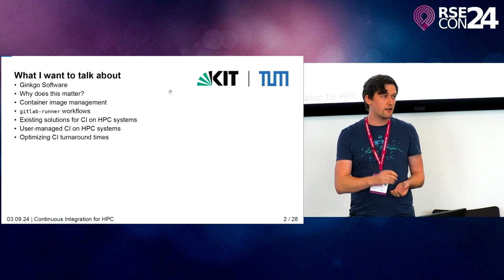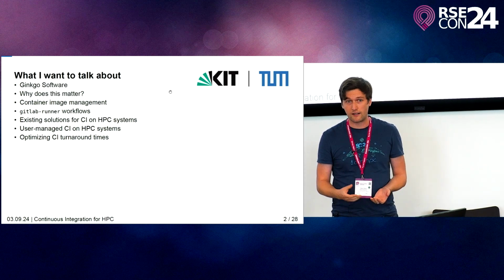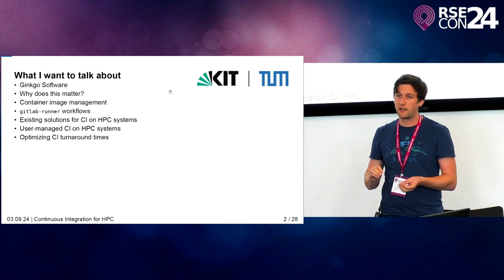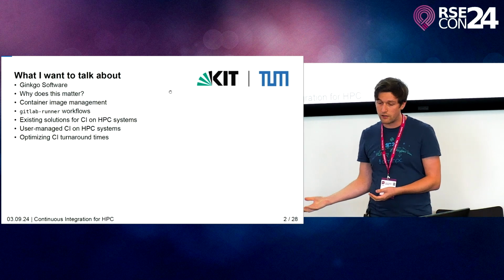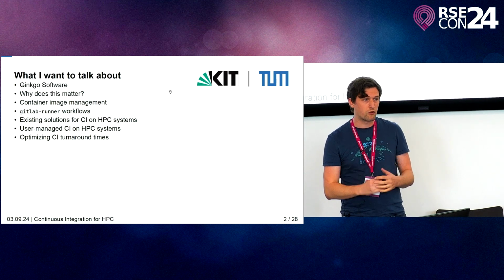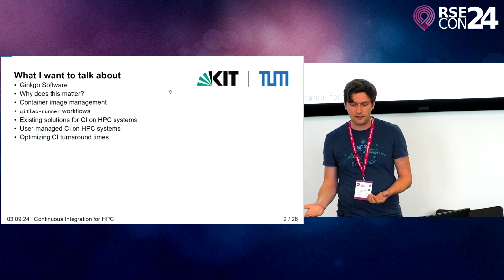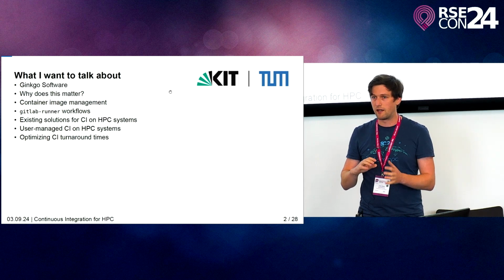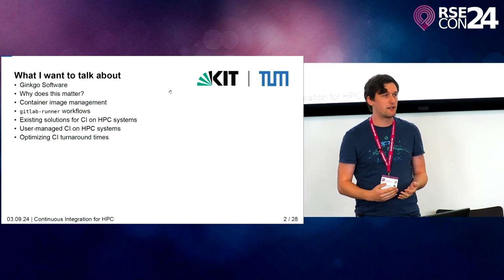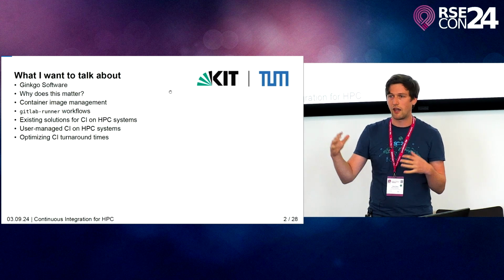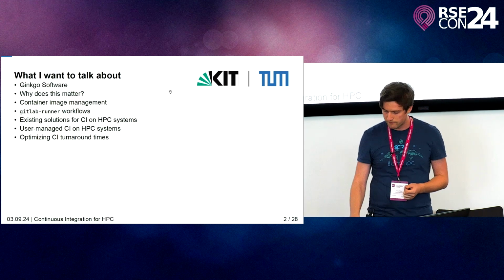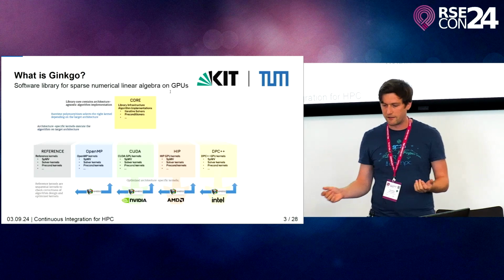Then we are specifically using GitLab runners for our execution, so I want to briefly introduce how they work, how we can move them, and how we can use them on HPC systems. Finally, I want to show what approach we took to running on an HPC system, and as a final topic, how we managed to optimize the turnaround times, which are often important if you have a lot of work happening at the same time and people want to get their code merged.